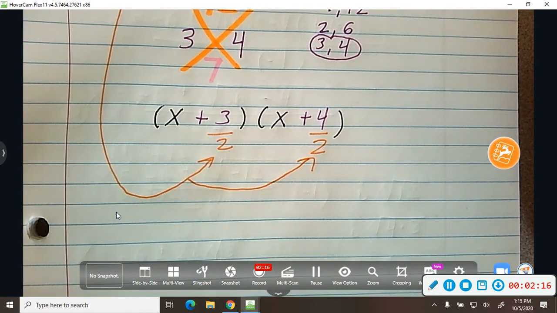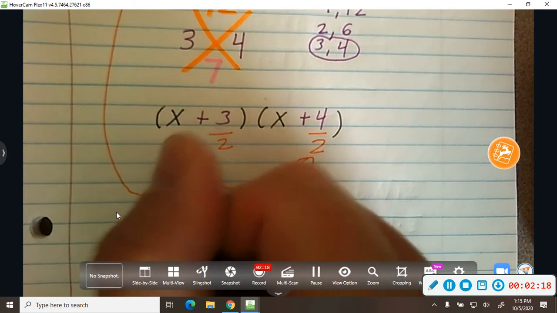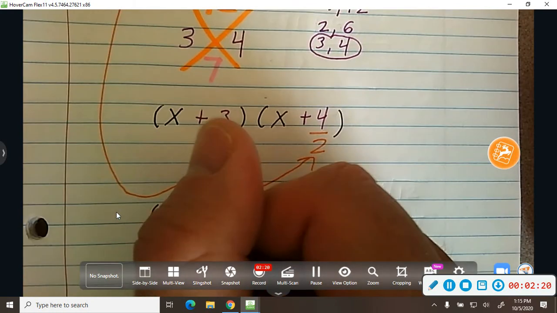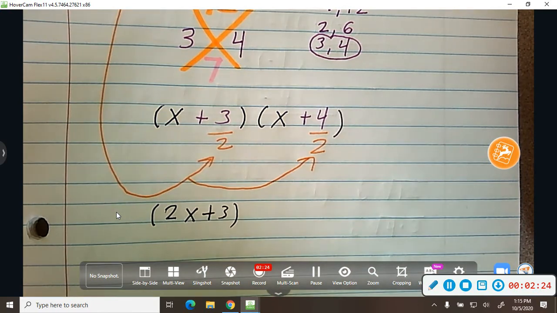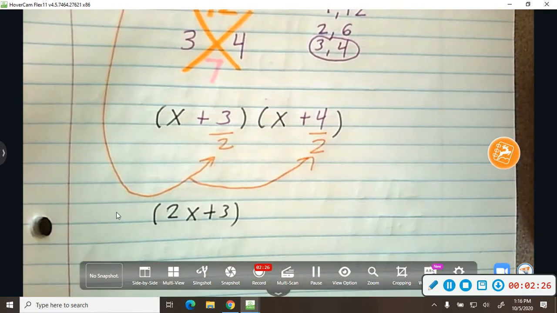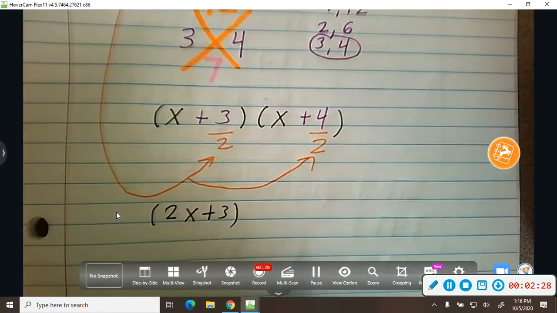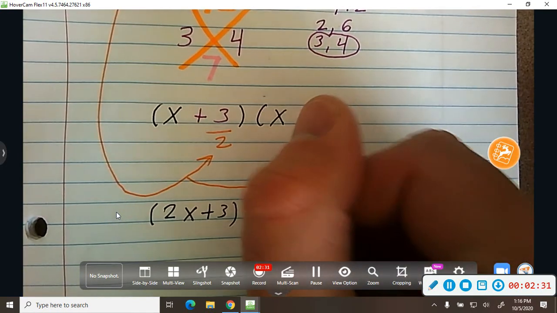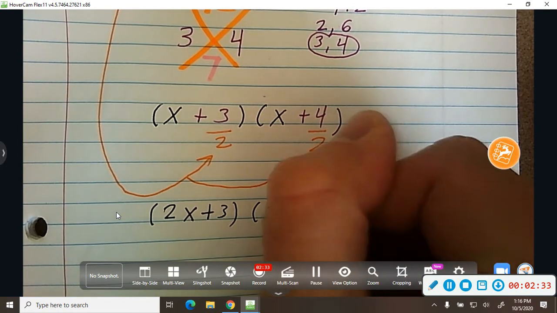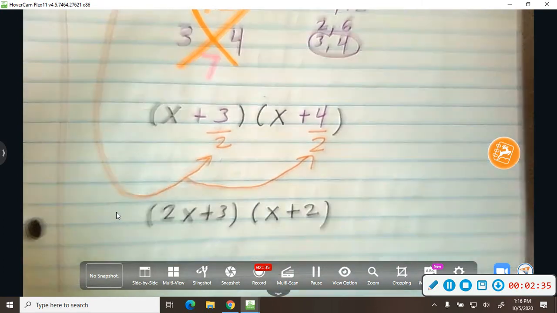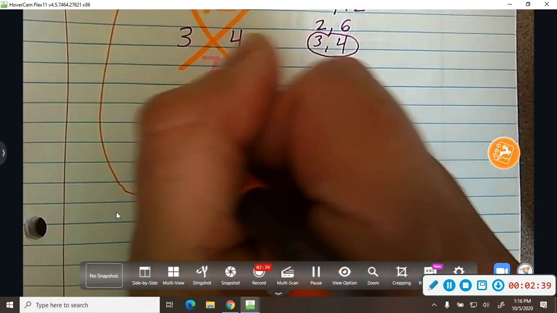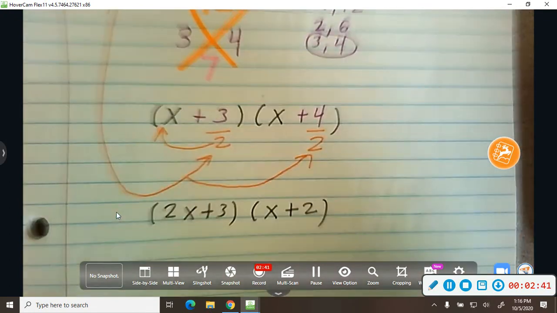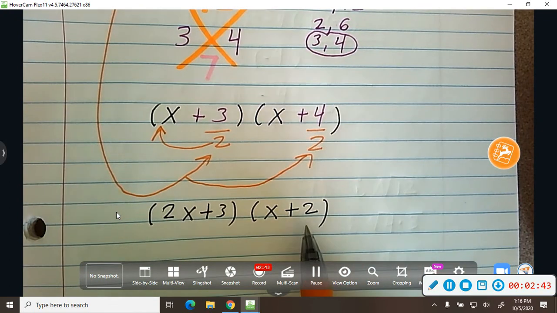Now 3 divided by 2, that makes 2x plus 3, because the 2 slides to the front. And then here, 4 divided by 2 is 2. So the 2 slid to the front, whereas this 4 divided by 2 reduces, goes to 2.